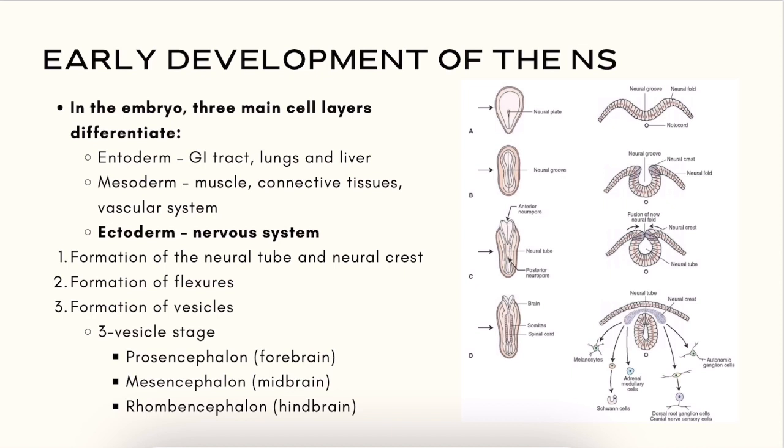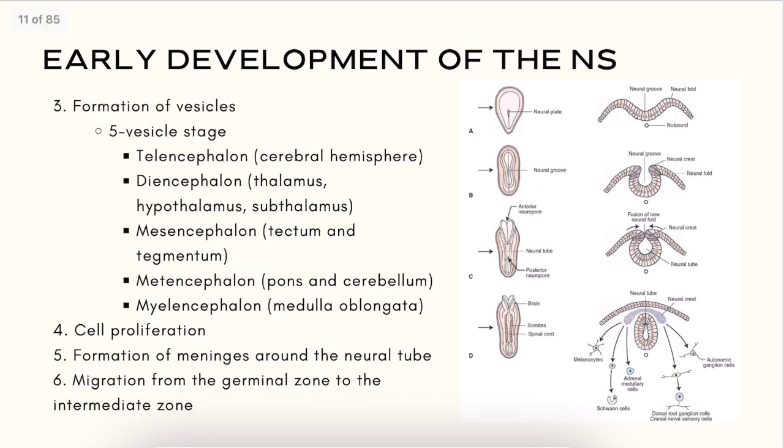Now, what's happening in this part is the formation of, let's say, our spinal cord. So it's essentially forming our nervous system. Formation of the flexures will happen, and formation of vesicles. We have a 3-vesicle stage. We have our prosencephalon, which is our forebrain, our mesencephalon, which is our midbrain, and our rhombencephalon, or our hindbrain. And then finally, it will become a 5-vesicle stage: our telencephalon, diencephalon, mesencephalon, metencephalon, and myelencephalon.